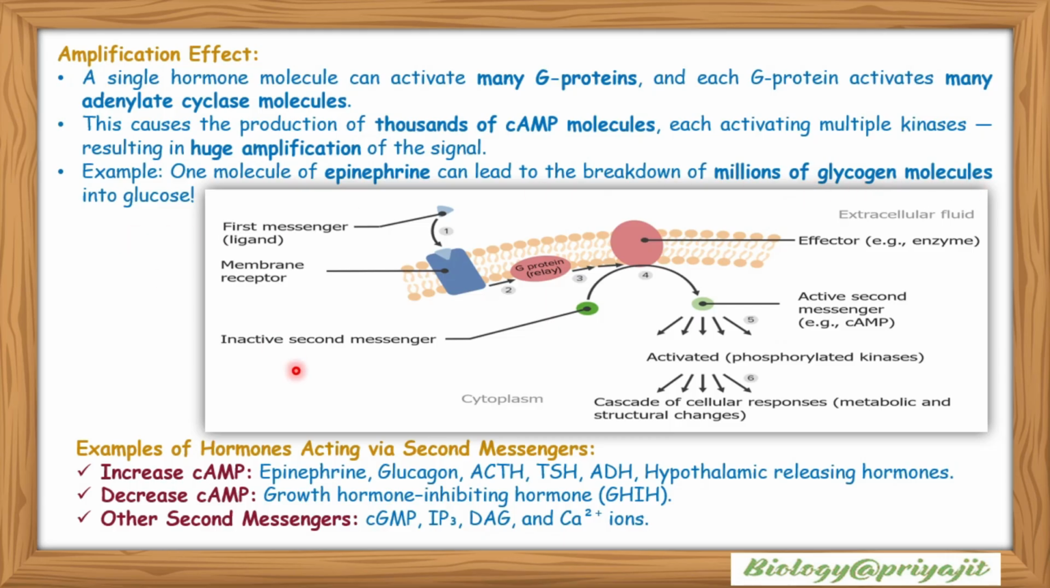So, what are the examples of hormones acting through second messengers? Increased cyclic AMP: epinephrine, glucagon, STH, TSH, ADH, hypothalamic releasing hormones, they increase cyclic AMP. Growth hormone inhibiting hormone, that is GHIH, decreases cyclic AMP. And other second messengers such as cyclic GMP, IP3, DAG, calcium 2+, they act as other second messengers.